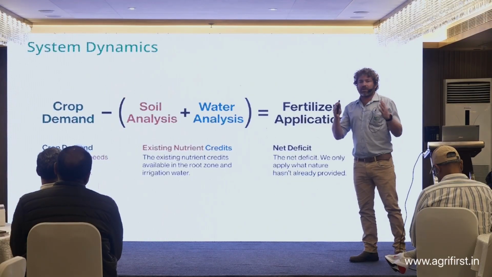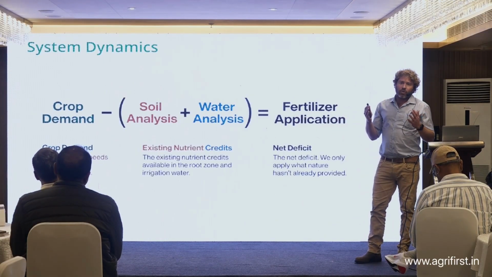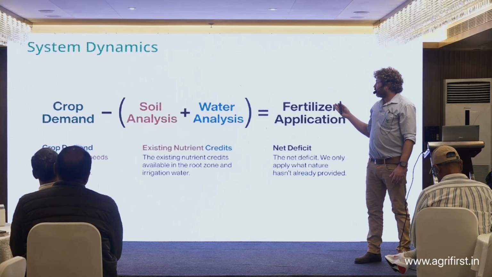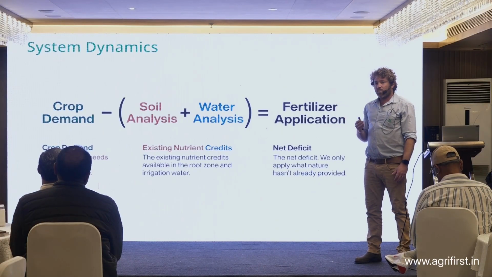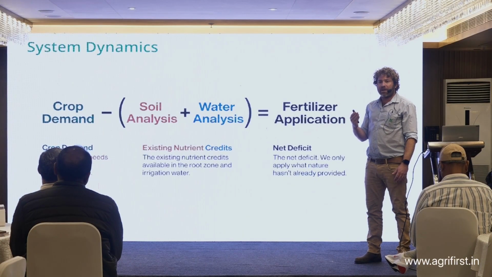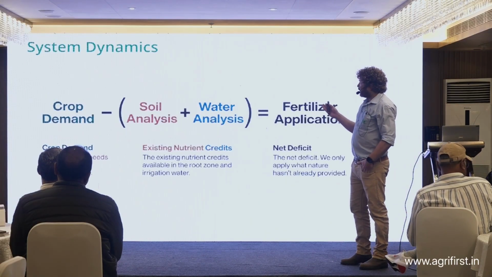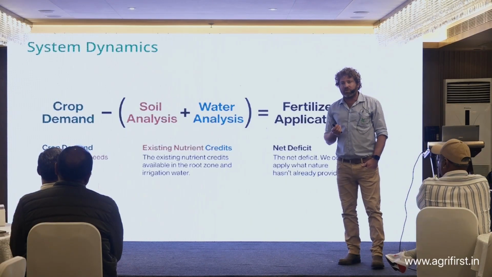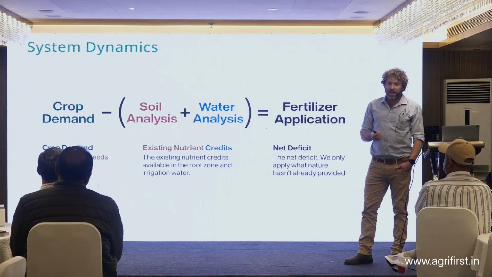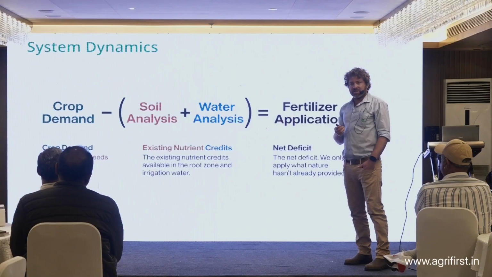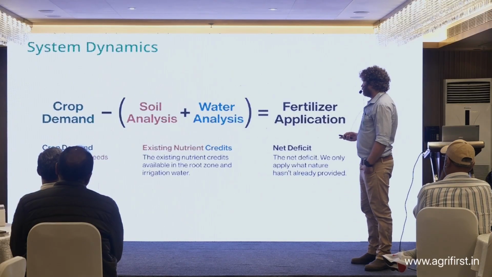So we have the basic crop demand for, let's say, tomatoes, but then we have soil analysis and water analysis. We need to customize our plan according to our specific plot, okay? Soil analysis and water analysis, this is money for a farmer, okay? The soil contains elements, the water contains elements. You can decrease it from your fertilization program and save money.